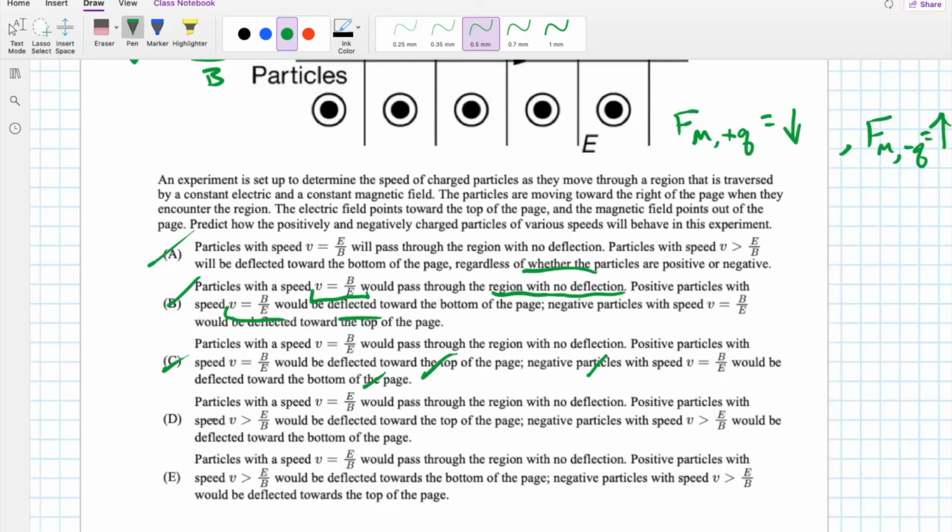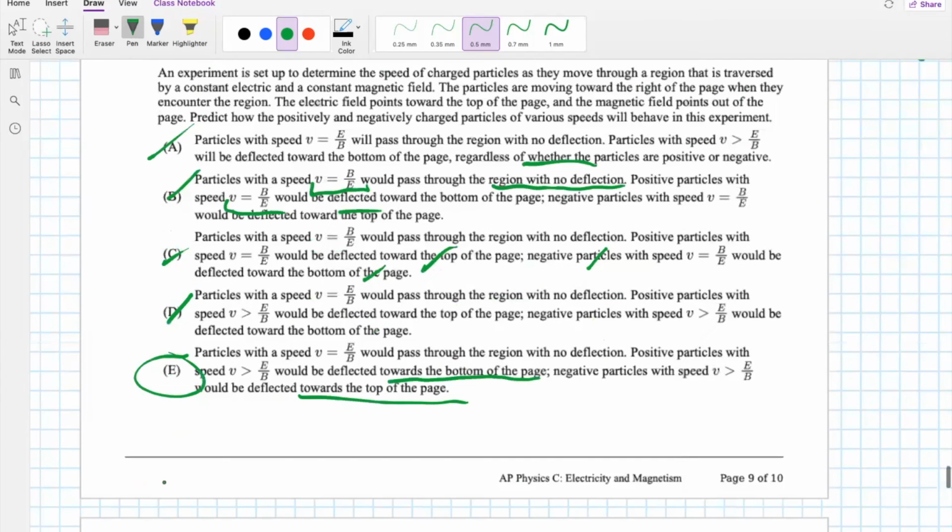Here, this one, positive particles with velocity greater than that would be deflected toward the top of the page. I don't think that part is correct because in that case, the magnetic force is the bigger part here. And so at the end of the day, I don't think that is correct. They would be deflected toward the bottom of the page and negative particles will be deflected towards the top. There's our best answer choice.